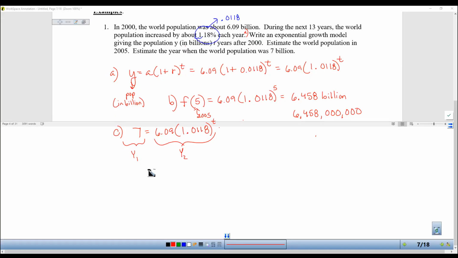11.8. So we got x is equal to 11.871. Remember that represents the number of years after the year 2000. So in other words, it would be sometime during the year 2011 that the population reached that, partway through the year.